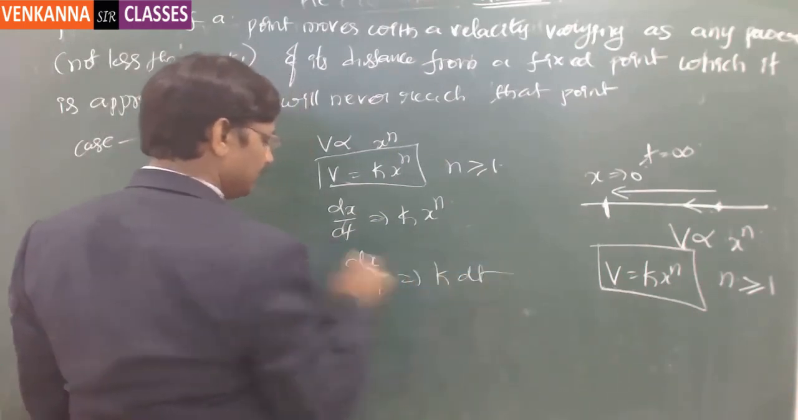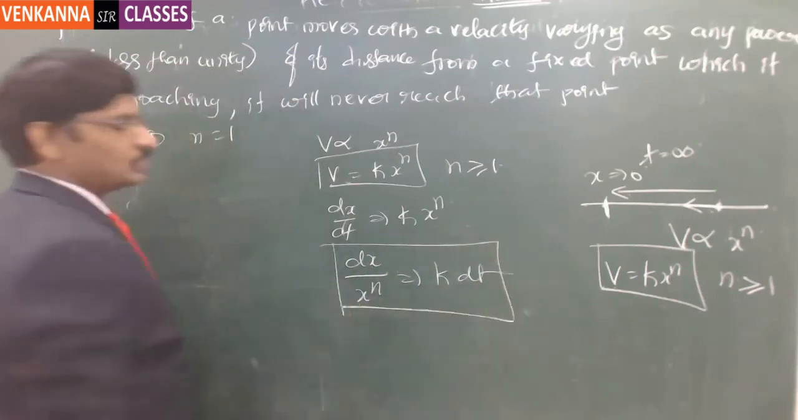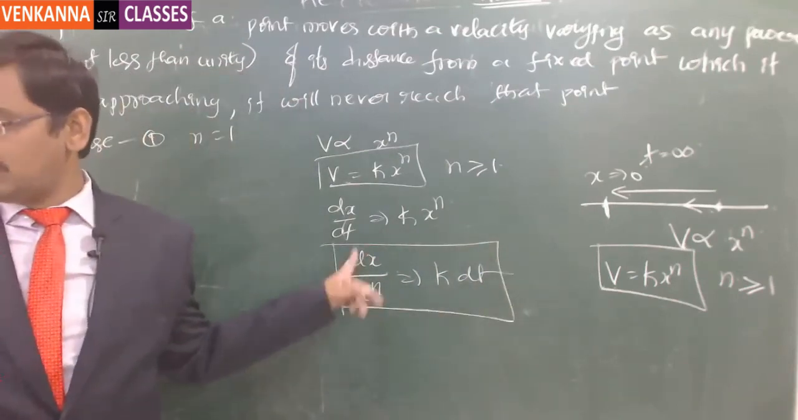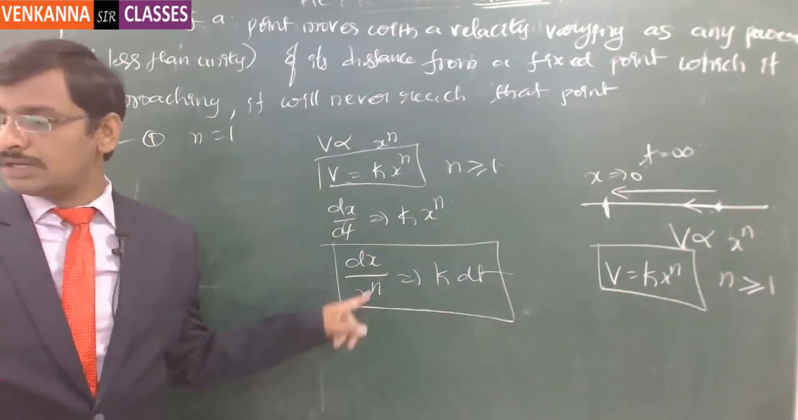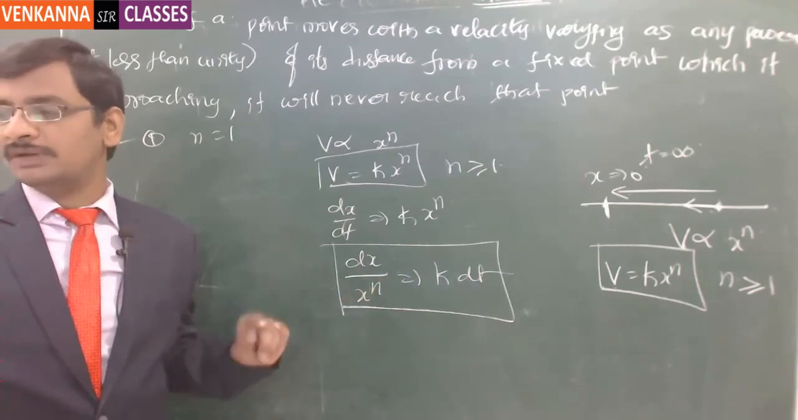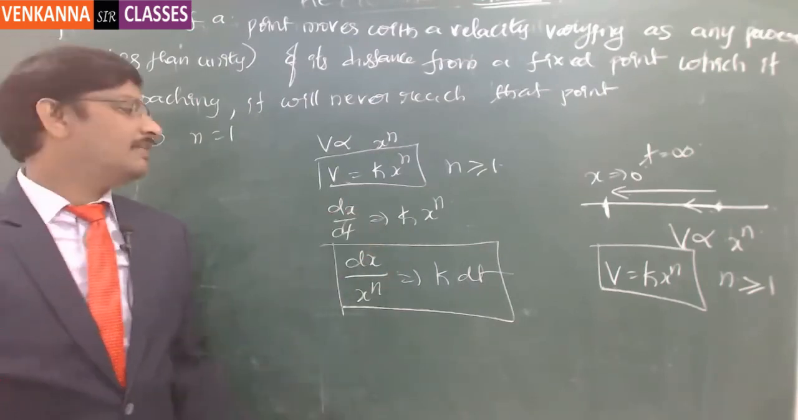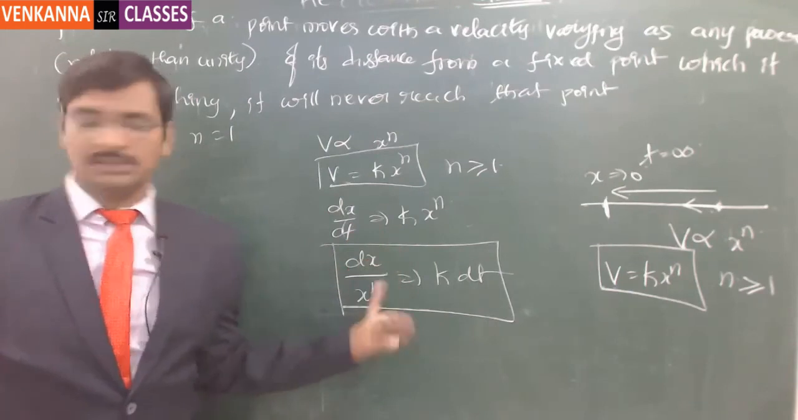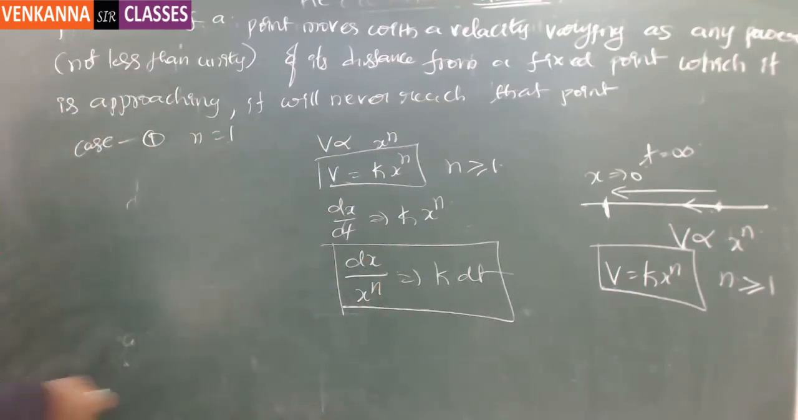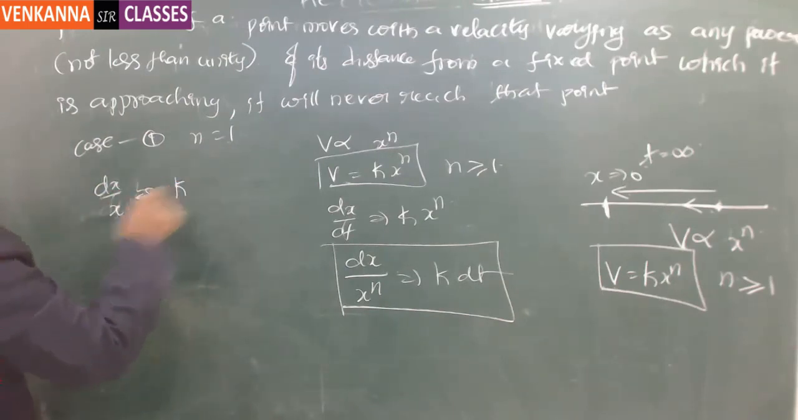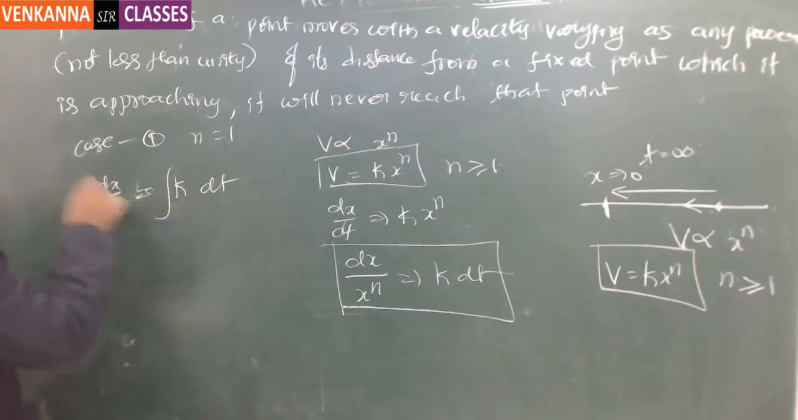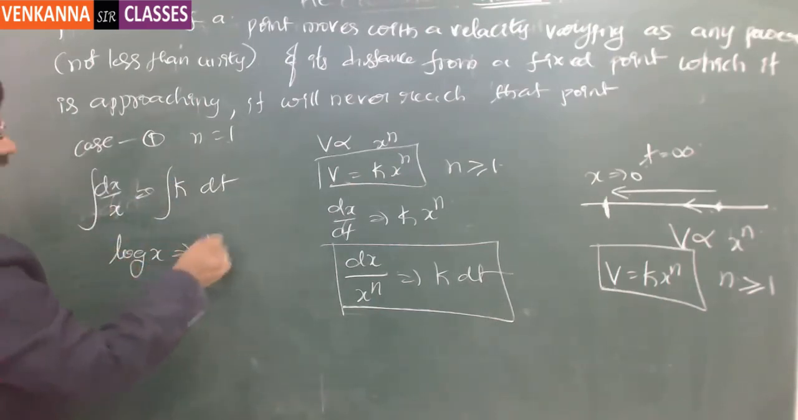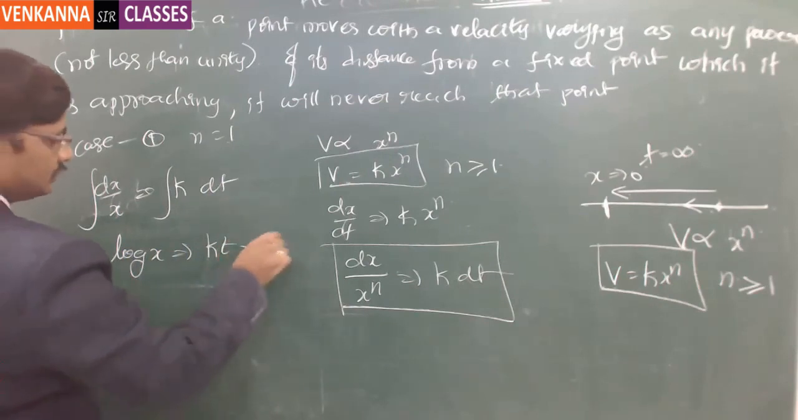Now in this differential equation, if n is equal to 1, the integral will be different. If n is greater than 1, then the integral will be different. That is the reason we have to divide this problem statement into two different parts. So case 1, n equal to 1. Now if you integrate it, dx by x is equal to k times dt. Then if you integrate on either side, log x is equal to kt plus some constant c.